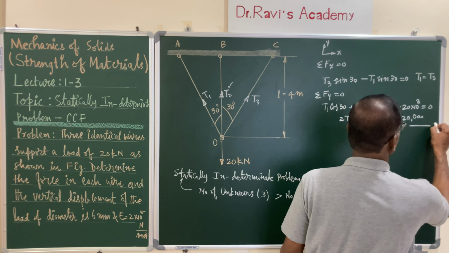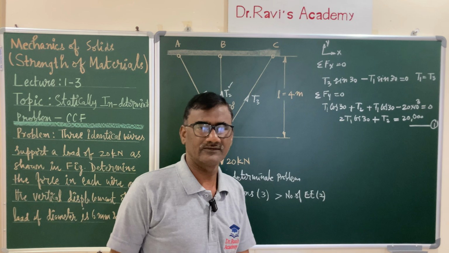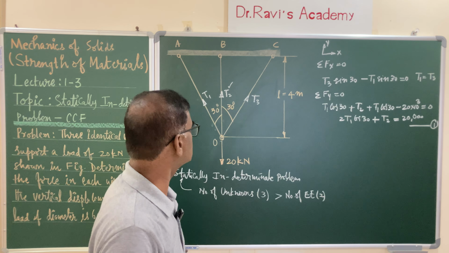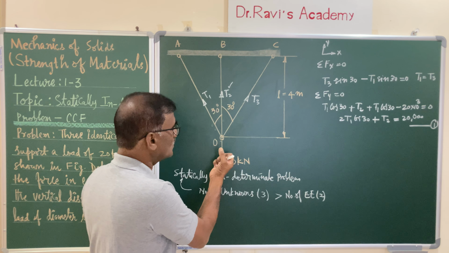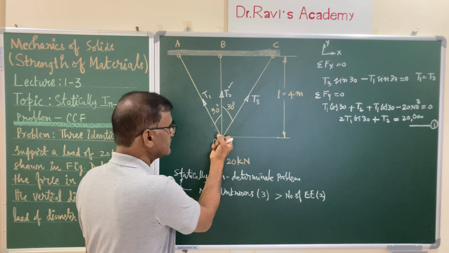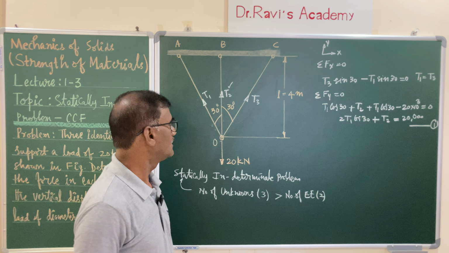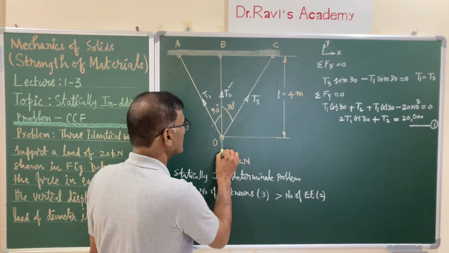Call this equation 1, and this is the only equation you have. Now let us consider the deformation. Because of this external load, the point O, that is the concurrent point, will be shifted downwards a little. So let us draw the deflection diagram or deformation diagram.